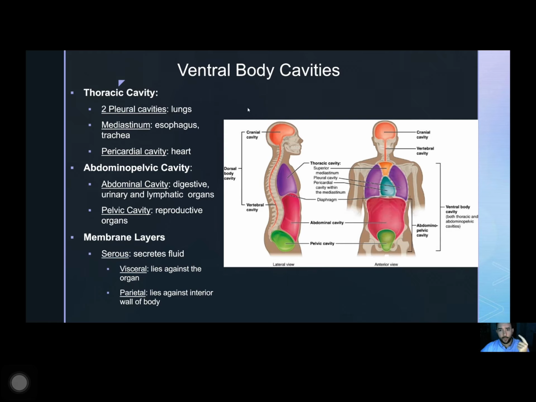And again, for recording's sake, I'm not sure if you guys can see my cursor, but I'll try to be very descriptive of what I'm talking about if you cannot see my cursor.